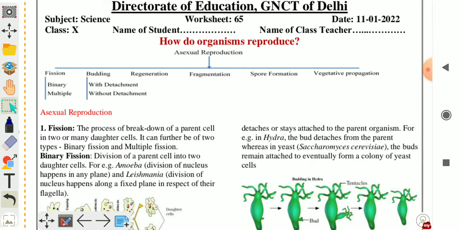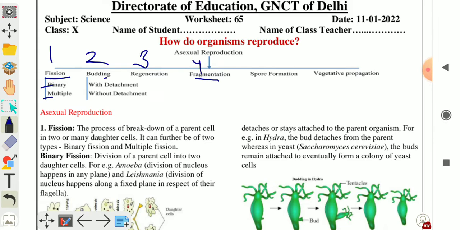Different types of asexual reproduction are: first one is fission. Fission is of two types, binary or multiple fission. Second is budding, with detachment and without detachment. Third one is regeneration. And fourth one is fragmentation. It is found in Spirogyra or algae.